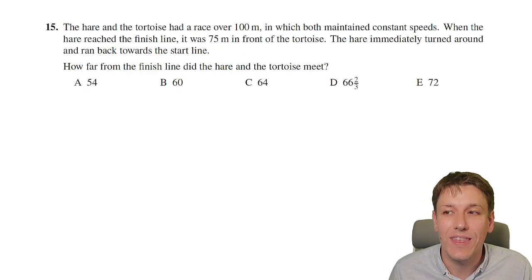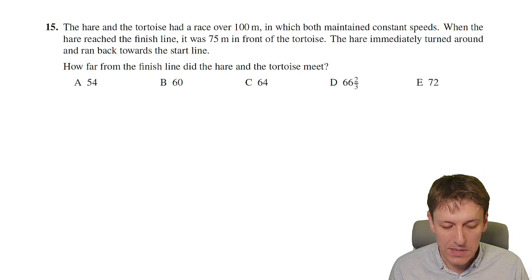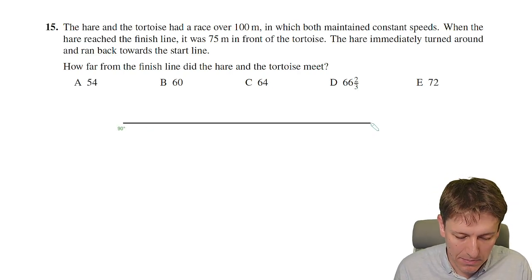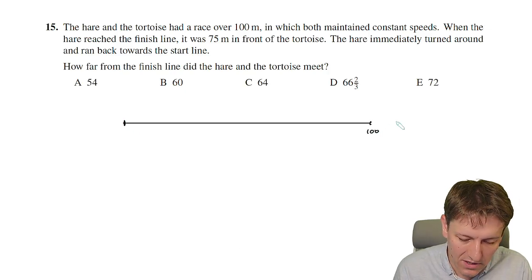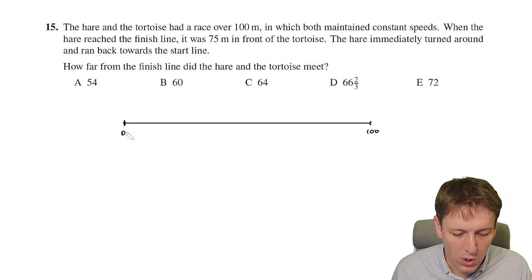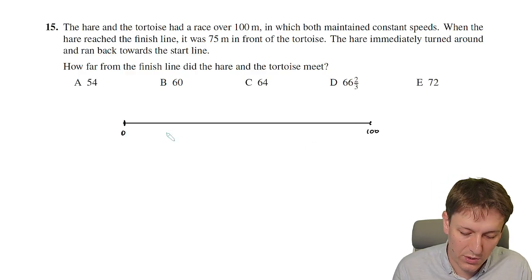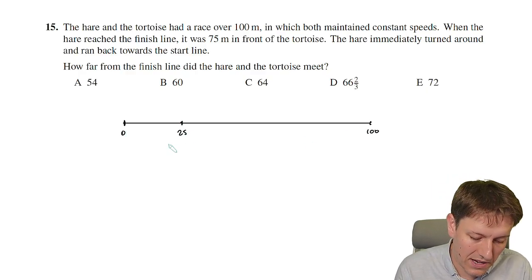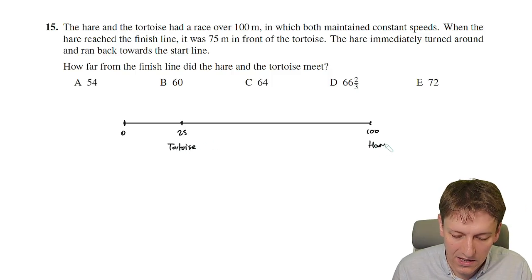So in this question we've got the hare and the tortoise racing over 100 meters. They're both having constant speeds, and so let's just map out that 100-meter race starting at the beginning and going to the end here at 100 meters. And when the hare gets to the finish line, it's 75 meters in front of the tortoise, so that means the tortoise is back here at the 25-meter line when the hare is here at 100.